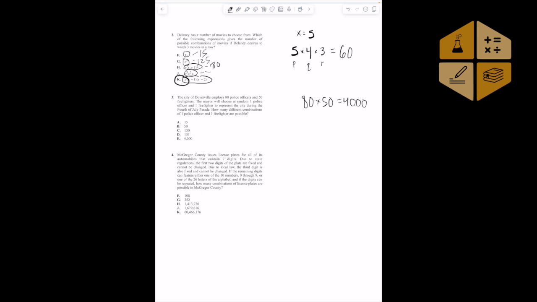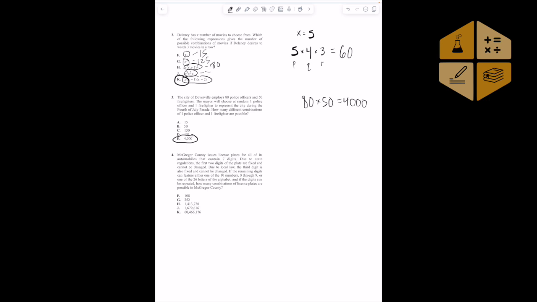And what the ACT is expecting, again, this is based on a real ACT math question, with this kind of a question, is that students are going to get 4,000 and want to select E, but they're going to look at A, B, C, and D and see that those are all low numbers and second guess themselves and go back and choose C or something else. But don't second guess yourself. The math here is pretty simple. 80 times 50 is 4,000. There's 4,000 different combinations of one firefighter and one police officer to be randomly chosen for the 4th of July parade.